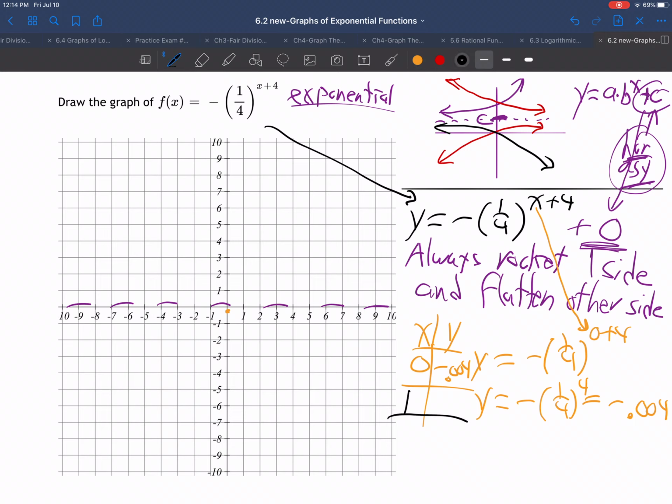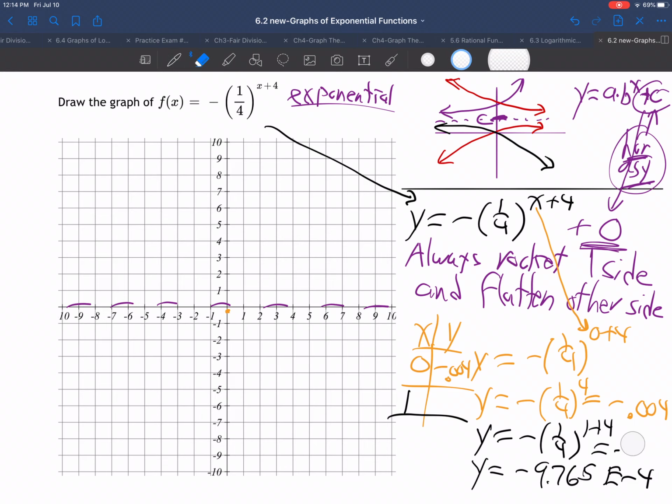How about if we do 1? So we'll get y equals negative 1/4 to the 1 plus 4. So again, use your calculator: 0.25 to the 5th. And now, let me tell you what I'm getting. When I do my calculator, I get negative 9.765 and so on, E minus 4. I don't know if your calculator shows it that way.